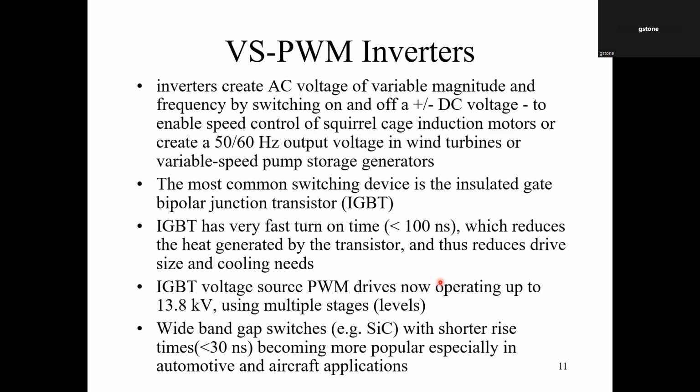Now as I said, in most industrial applications and almost till today, we use IGBTs, and in fact IGBTs have been used in PWM drives right up to 13.8 kV, or really 15 kV windings in motors, although they might be cascaded to create multiple levels. But more and more, especially in the electric vehicle and aircraft applications, they're using what's called wide bandgap switches like silicon carbide, and there are other exotic materials, which in fact can switch in much shorter than 30 nanoseconds.